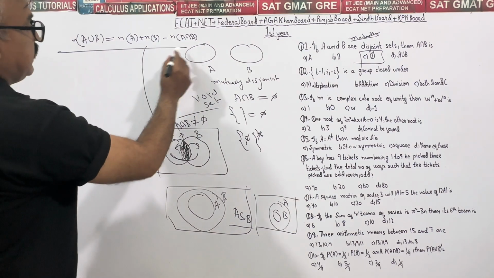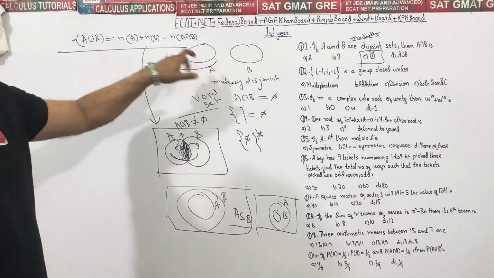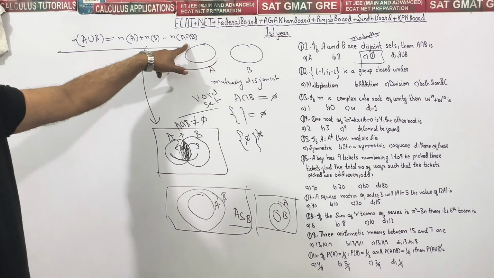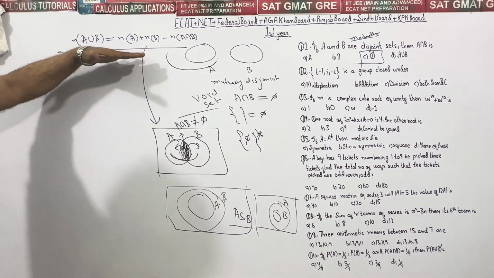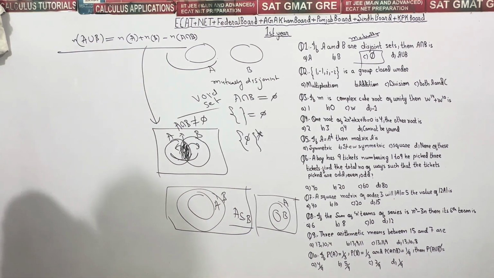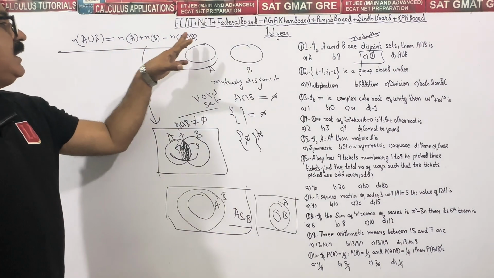This formula is valid for these two cases as well. In that case, there is no intersection. Zero is the number of elements in the overlapping portion. That is the number of elements to be counted: the total of A, of B, minus the overlapping.